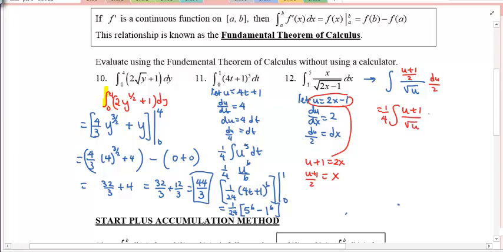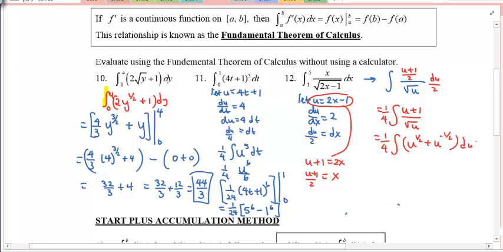Nice. Now I can simplify this even further and say this is the integral from u divided by root u, which is just root u. And then this would be 1 over root u. And if you want to save some space, then we just rewrite that as u to the power of 1/2 plus u to the power of negative 1/2 du.